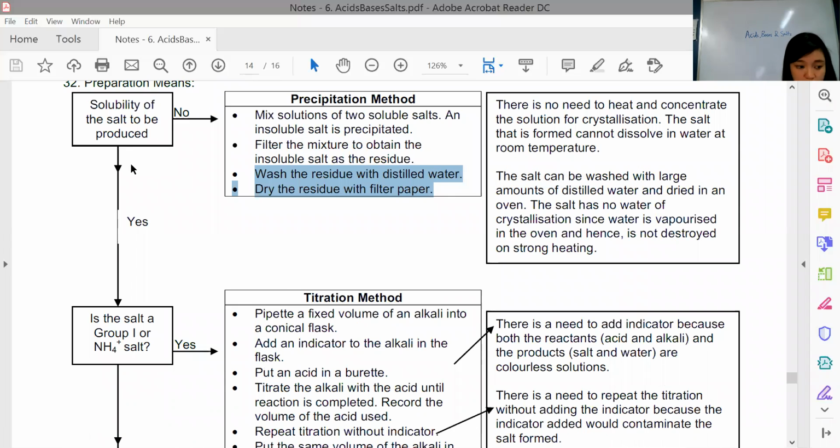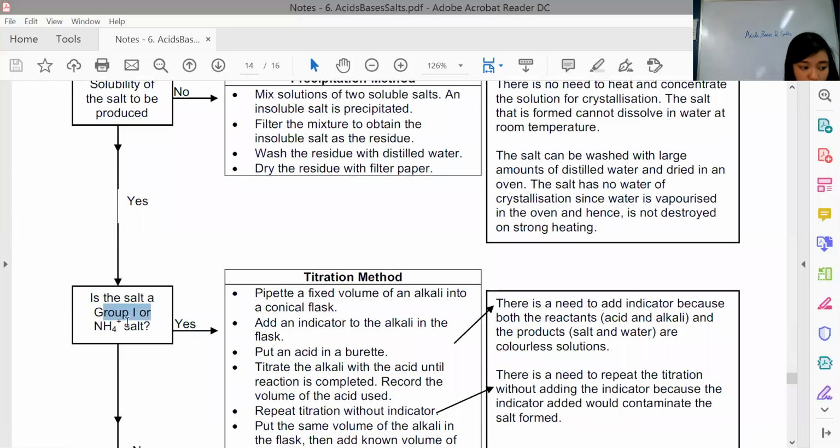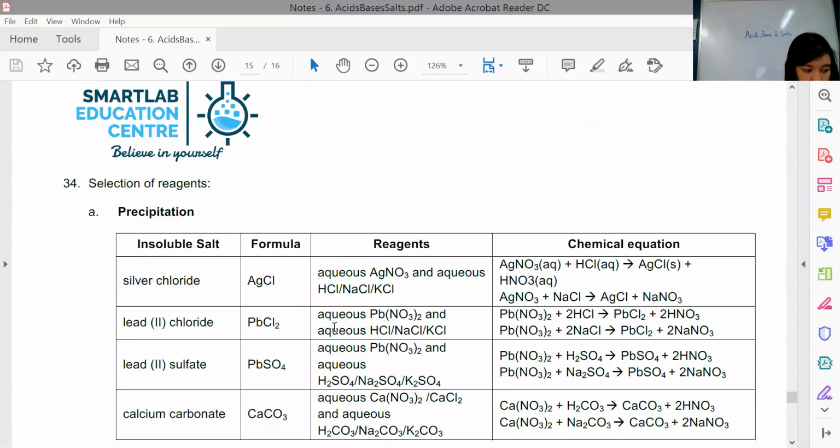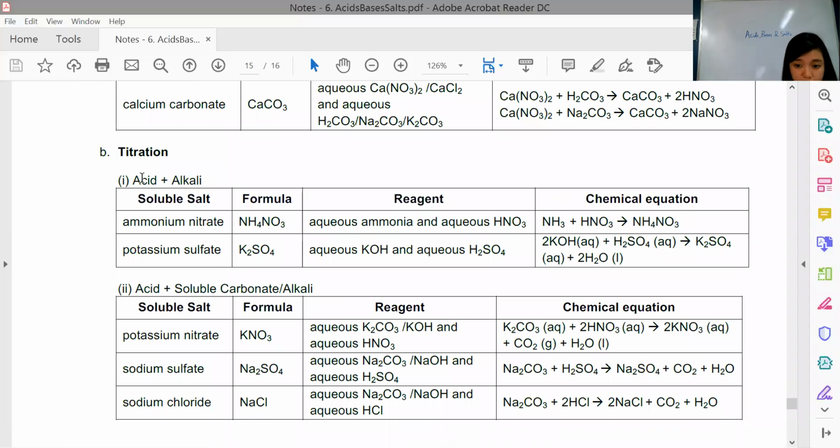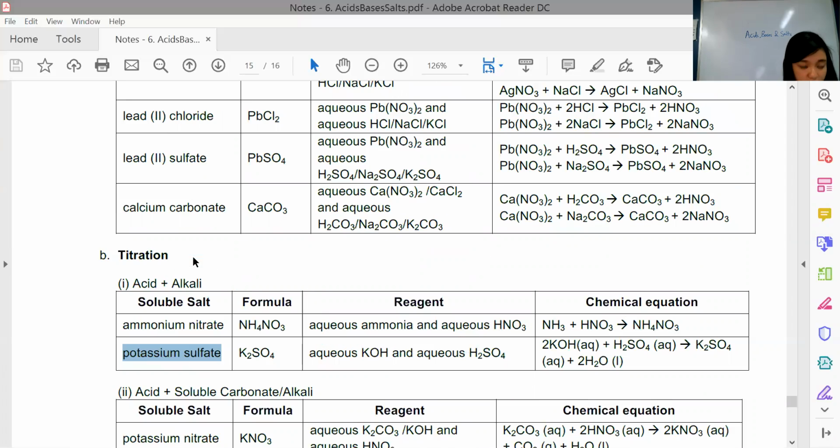If the salt is soluble, we go down the group. If it is a group 1 or ammonium salt, then we have to use the titration method. So let's look at the bottom. The titration method has to involve mixing an acid and an alkaline, or an acid and a soluble carbonate. For example, we have potassium sulfate. Potassium sulfate is a soluble salt and it's a group 1 salt. So therefore, we have to use the titration method. So we have to mix potassium hydroxide, which is an alkaline, as well as sulfuric acid, which is the acid part, in order to get your potassium sulfate.